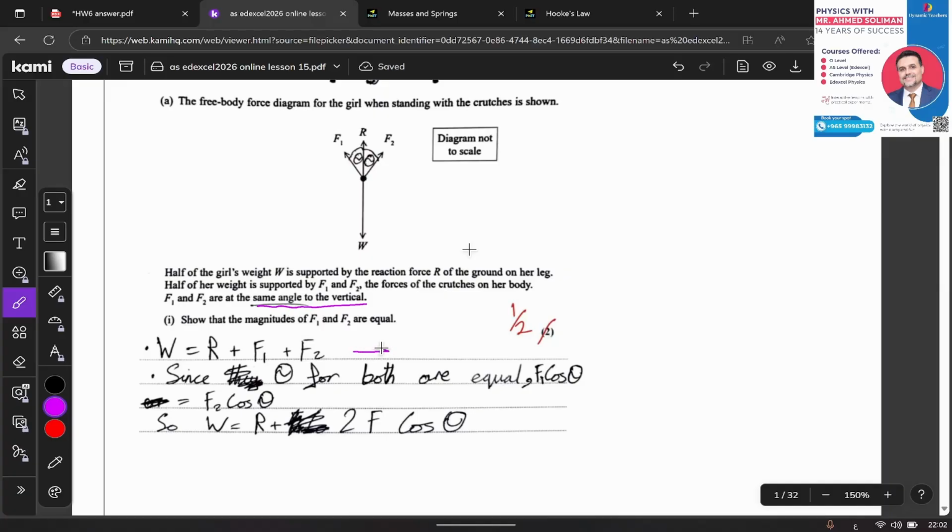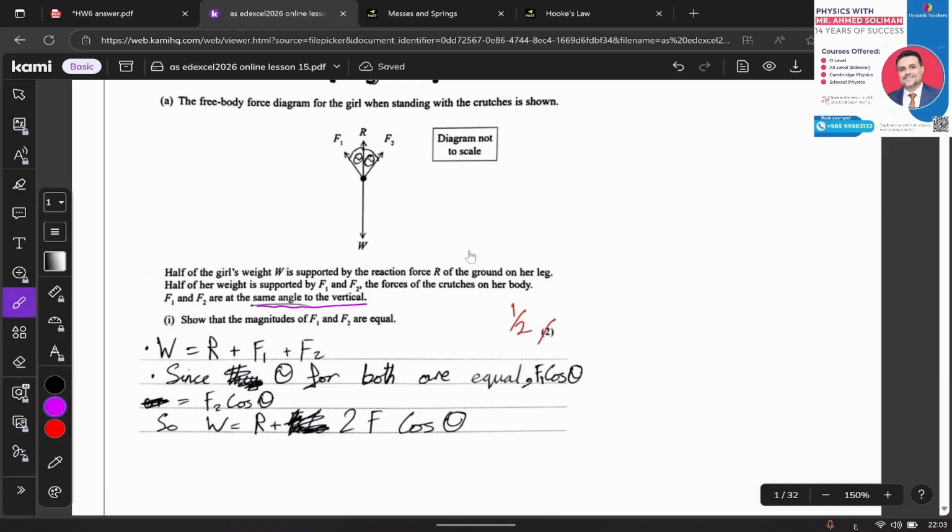So what do you think about the first equation? Is this correct or incorrect? I don't think it's correct. Why is it not correct? The weight is supposed to be equal to the reaction force and the vertical component of the two forces. Yes, perfect.